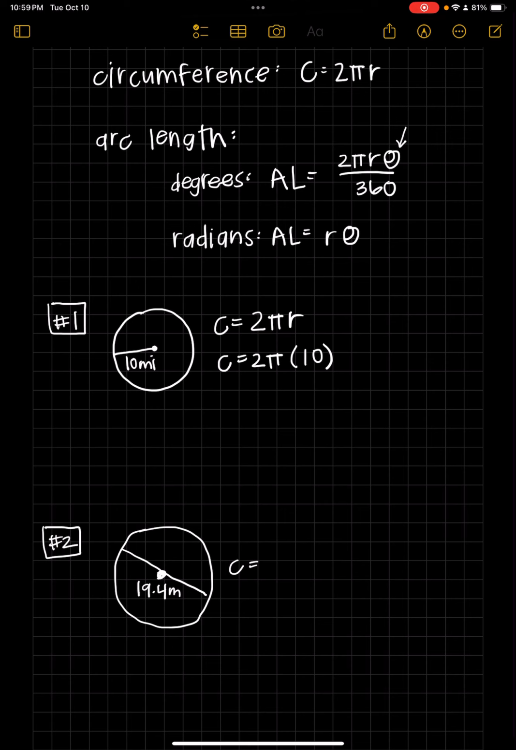And what I will get is C is equal to 62.83. And because the radius has been measured in miles, the circumference will also be measured in miles. So my final answer is that the circumference is 62.83 miles. All right, let's go through another example.